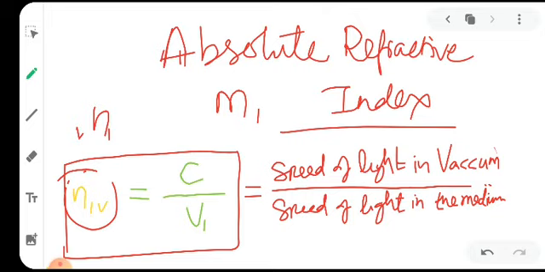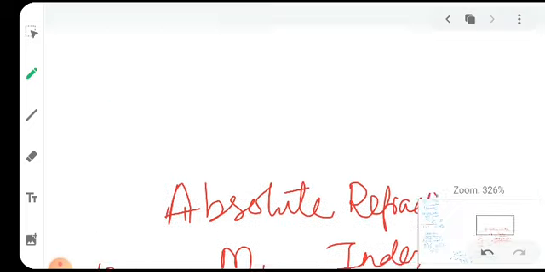Why is it called absolute refractive index? Because it is the refractive index of the medium with respect to vacuum. Now, what would happen if that is the case? How could you then define refractive index between two mediums?